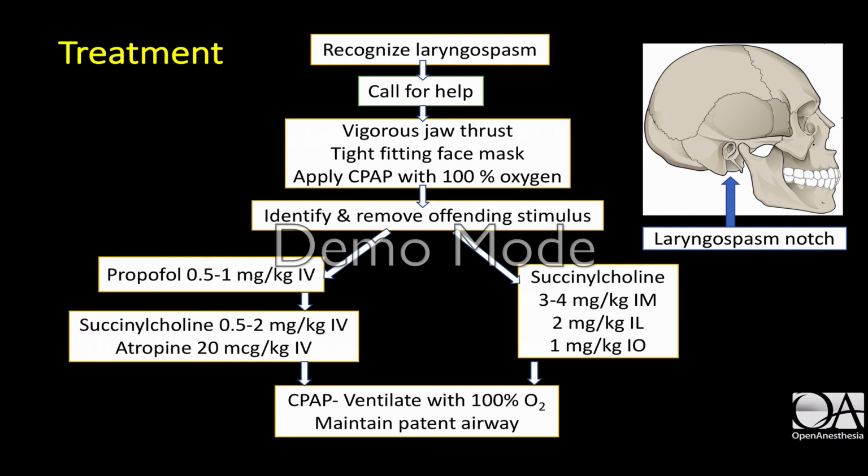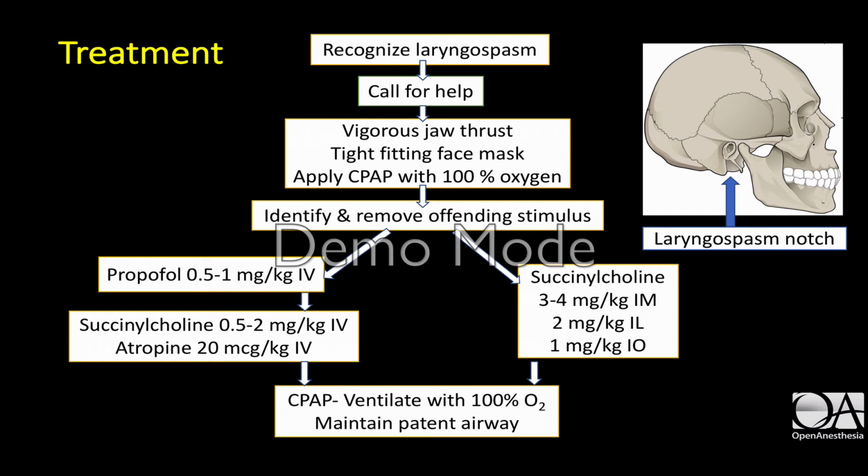If there is no resolution with propofol, the next step is administration of succinylcholine, which is considered the gold standard for the treatment of laryngospasm. In addition to succinylcholine, atropine must also be administered to avoid succinylcholine-induced bradycardia. The IV dose of succinylcholine is typically 0.5 to 2 milligrams per kilo.